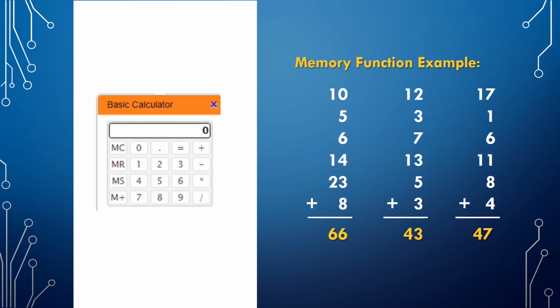Now I can take my three totals and add them together. 66 plus 43 plus 47. My grand total is 156.